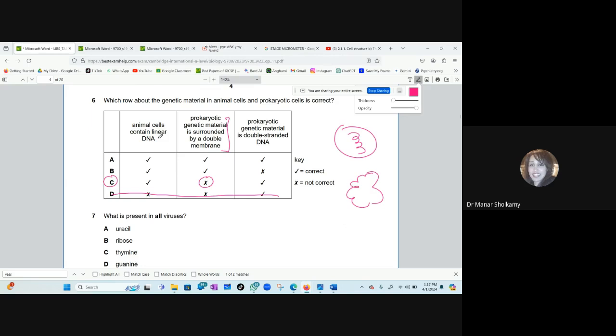Prokaryotic genetic material is double-stranded DNA. Yes, they have circular DNA and it is double-stranded. Any DNA is made up of two polynucleotide strands anyway. The only difference is that in prokaryotes and bacteria, the DNA is not surrounded by a nuclear membrane. So 6 is C. Are you all with me? Am I moving too fast? Is everything clear? Good.